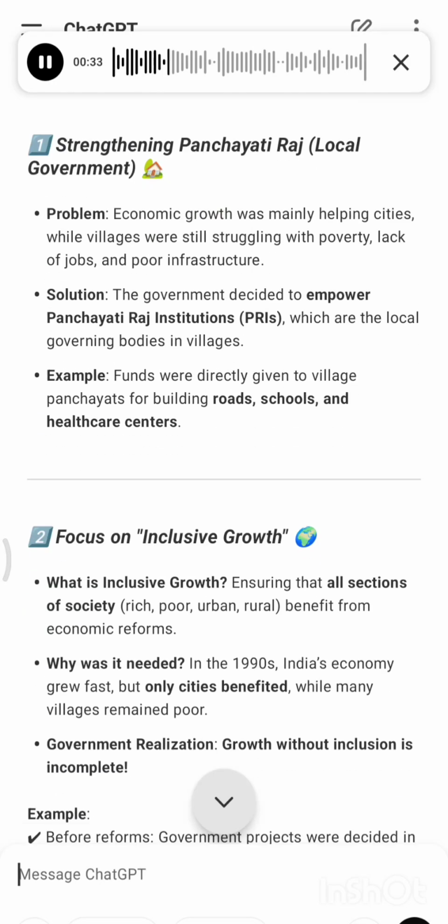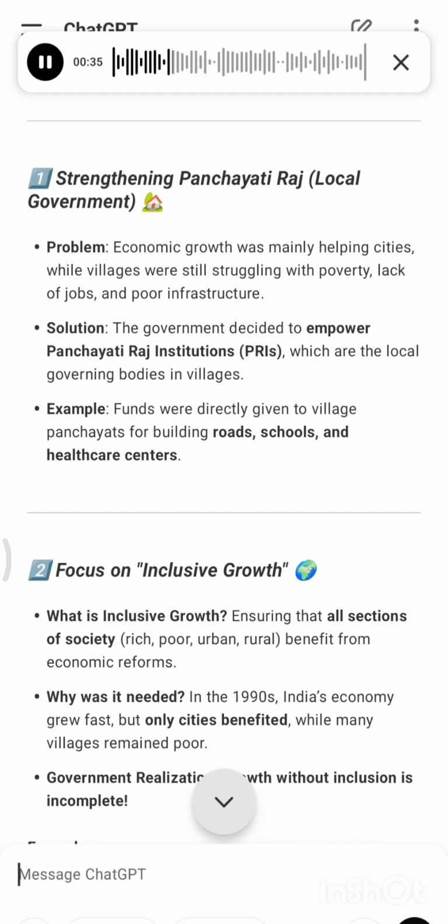Strengthening Panchayati Raj, local government. Problem: economic growth was mainly helping cities, while villages were still struggling with poverty, lack of jobs, and poor infrastructure. Solution: the government decided to empower Panchayati Raj institutions, PRIs, which are the local governing bodies in villages. Example: funds were directly given to village panchayats for building roads, schools, and healthcare centers.